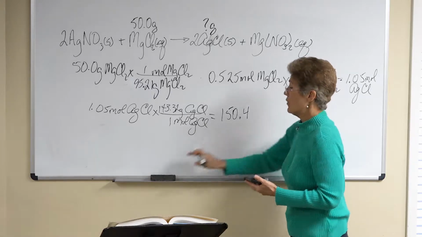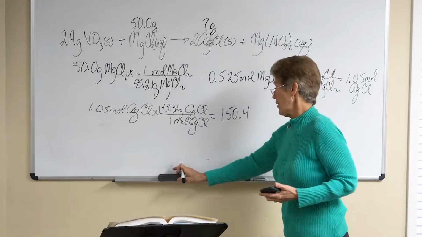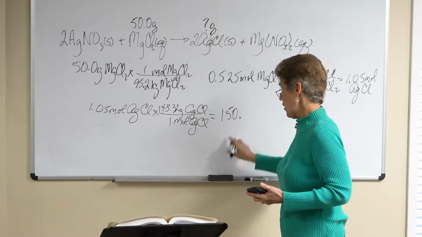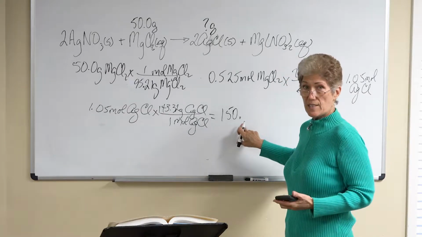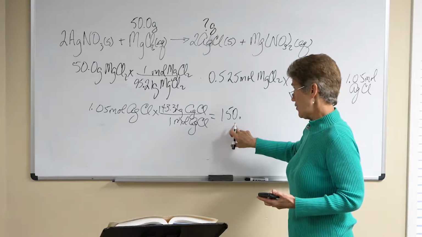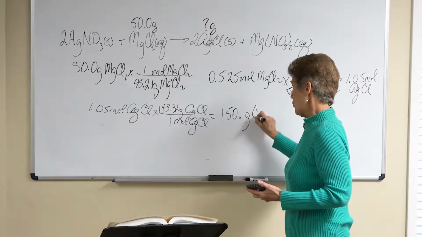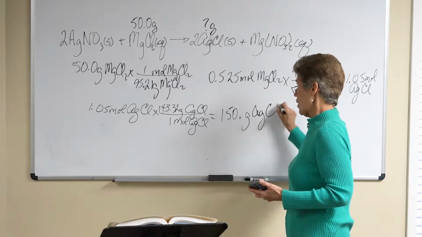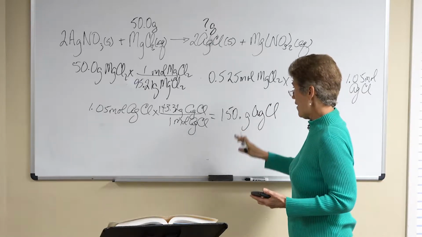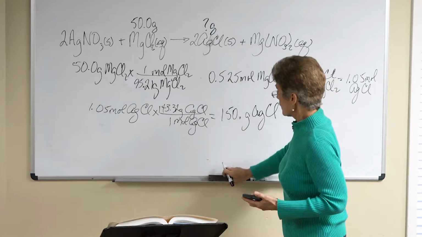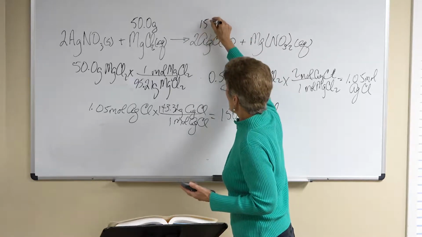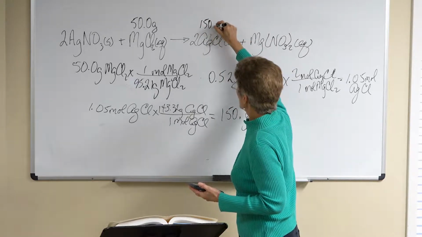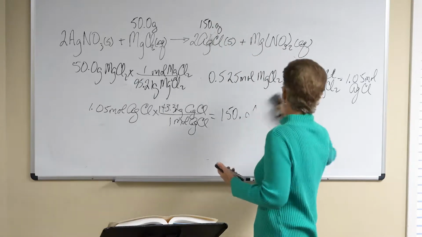But I have to have 150. This does not round up. So I have to have 150 to 3 significant figures. So I'm going to write it like that. You could write it as 1.50 times 10 to the second, but I put my decimal place there to show that this is 3 significant figures. That is grams of silver chloride. Now we have the theoretical yield. The theoretical yield is 150 grams of that.